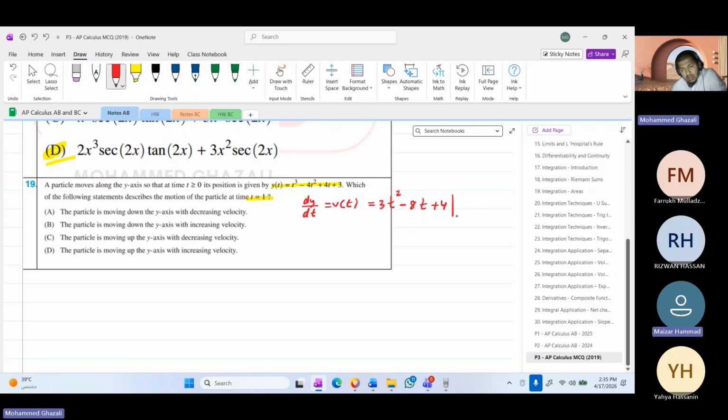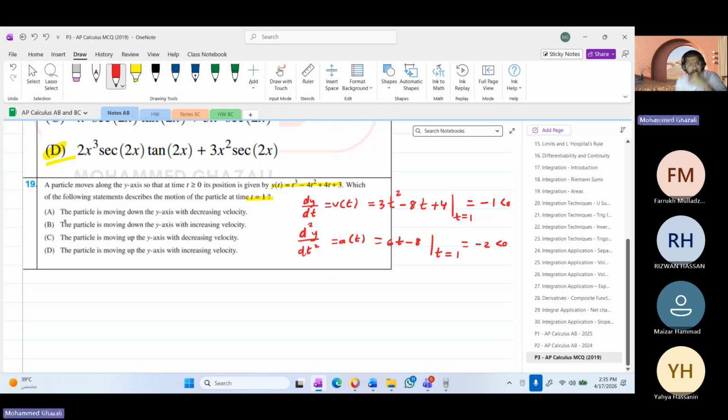Evaluated at t equals 1, it will be 3 minus 8 is -5, plus 4 is -1. We're getting -1, which is less than 0. And then for acceleration, it would be 6t minus 8. So you would get 6 minus 8, it's -2 as well. So substituting t equals 1, the particle is increasing because the acceleration and velocity have the same sign.